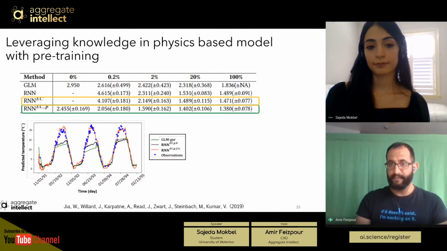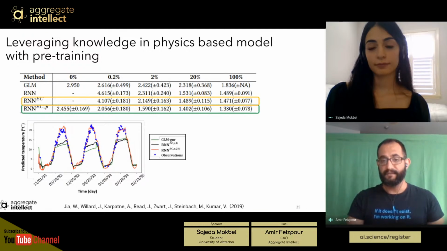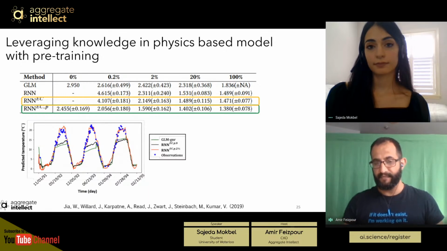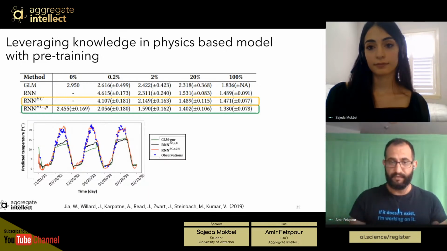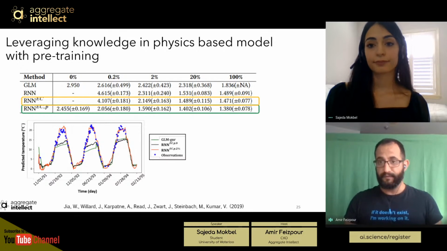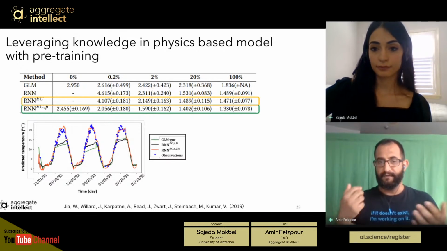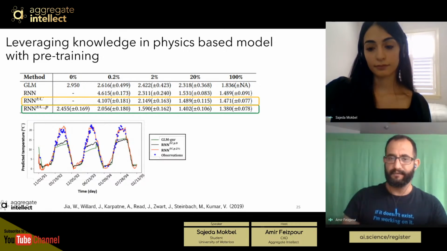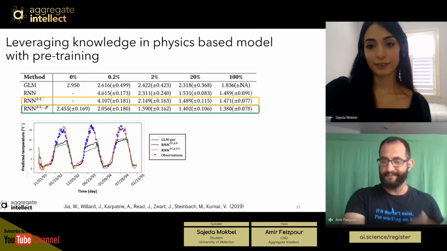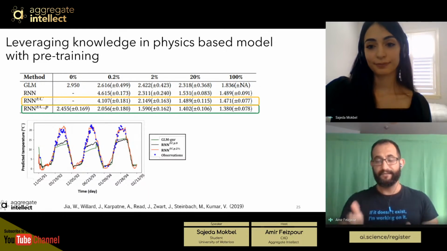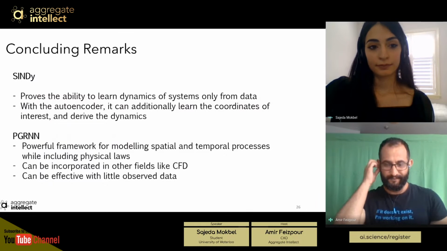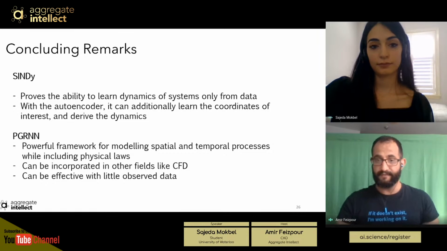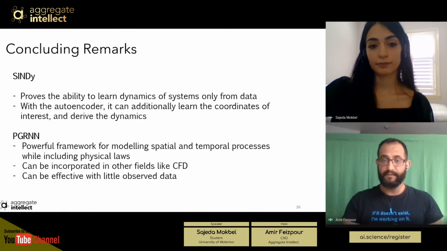So essentially, we talked about two methods. One was based on the intuition that the behavior of physical systems is usually based on very low dimensional manifolds, and essentially used an autoencoder with sparsity induced nonlinear dynamics regression to discover the underlying equations of motion of the system. It's called SINDy, which was very cool.